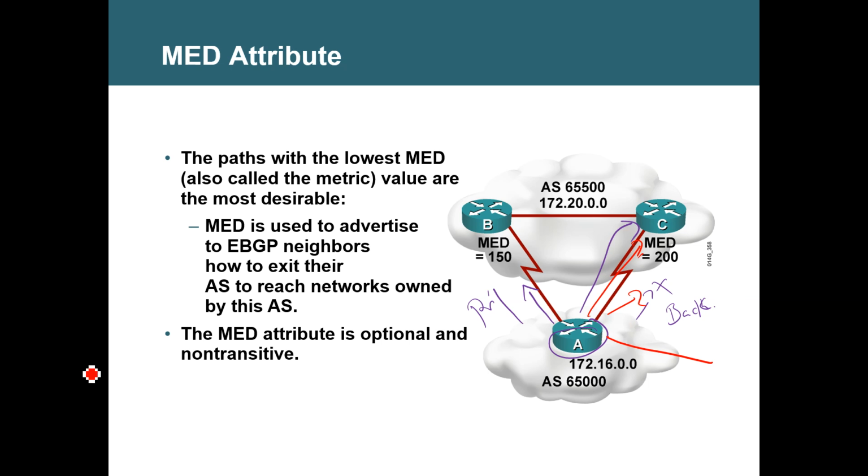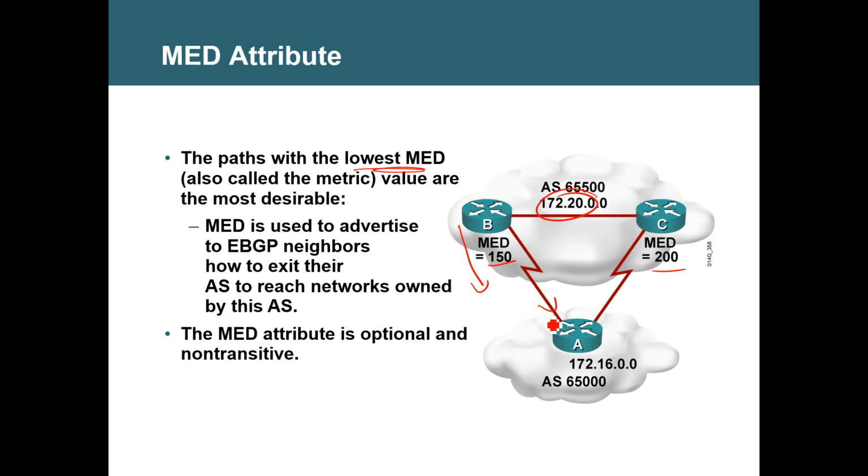Now the ISP will do their job. The ISP will say, okay, you don't need to do anything, we will take care. What will the ISP do? When they advertise this network from B, they advertise with a MED lower than the other one. Lower is preferred.